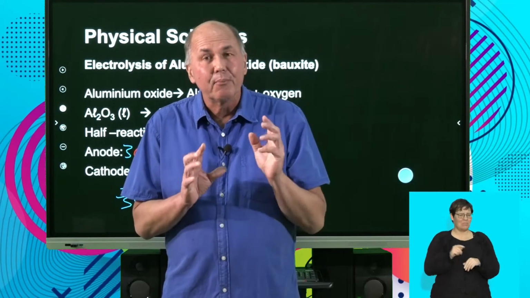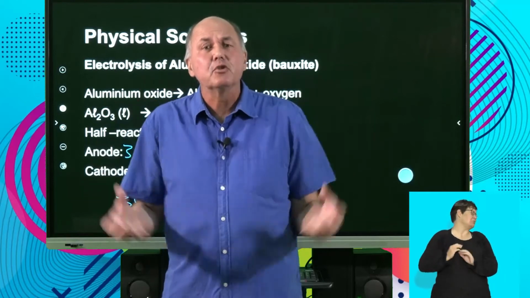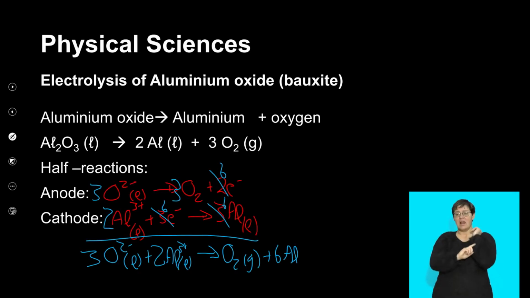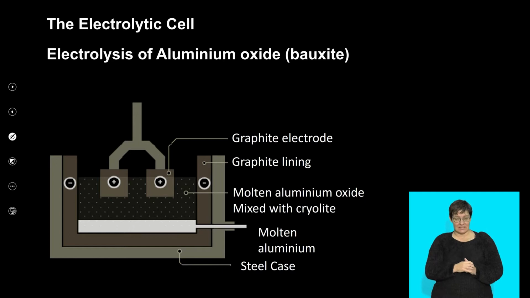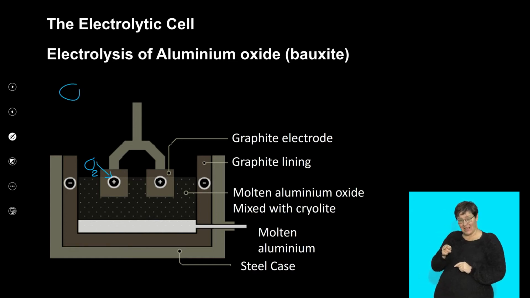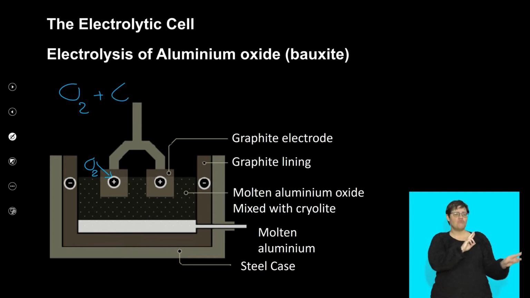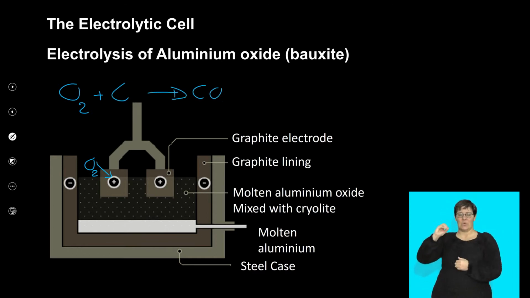But you know what? There's a problem. This is happening at extremely high temperatures. So the last thing I want you to recognize on this diagram is that if we're getting oxygen being produced here and we've got carbon over there, oxygen loves to react. It doesn't stay as it wants to. It reacts with carbon to produce carbon dioxide.